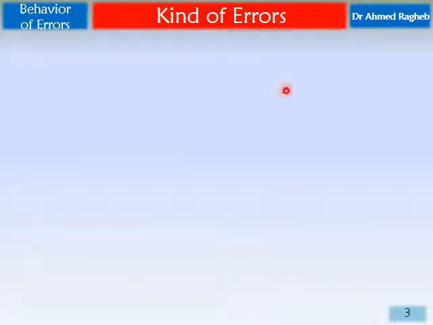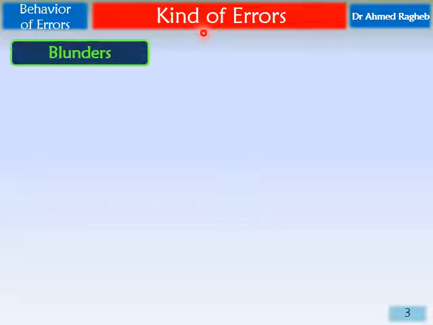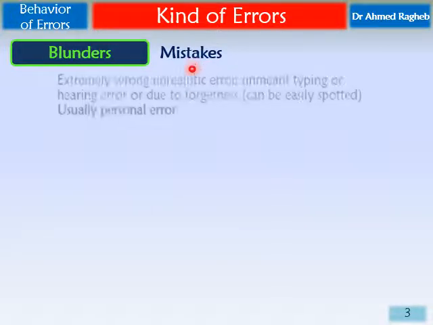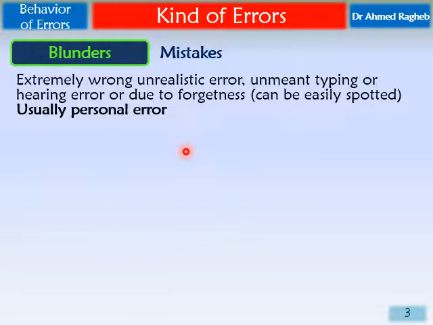We'll move on to the kinds of errors. So we know now the sources of errors. We need to know how to classify them. First, there are the blunders or the bloopers or the mistakes. These are odd values, unrealistic values, mainly because you didn't hear properly, or you forgot something, or you wrote something wrongly. So the mistakes, as I said, are usually a personal error.